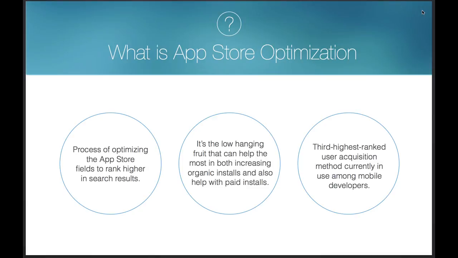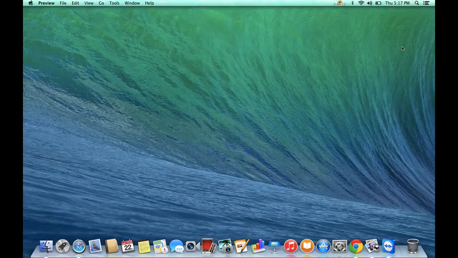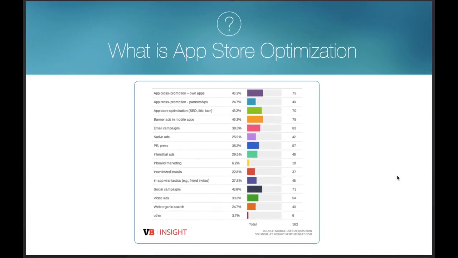That's why we got tons of questions. More than 1,000 people have already signed up for this course to learn what App Store optimization is, and this is still early days. According to VentureBeat Insight, App Store optimization helps people get more organic downloads, and 43% of app discovery is still App Store optimization.